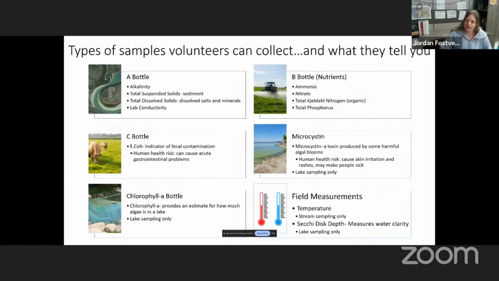And then there's field measurements as well. We're adding temperature this year, so we have little thermometers that you can use for stream sampling. And then we also have Secchi disk depth, which measures water clarity in lake sampling. And of all of those things, you get to kind of have a pick of what you want to sample for based on what you're interested in.